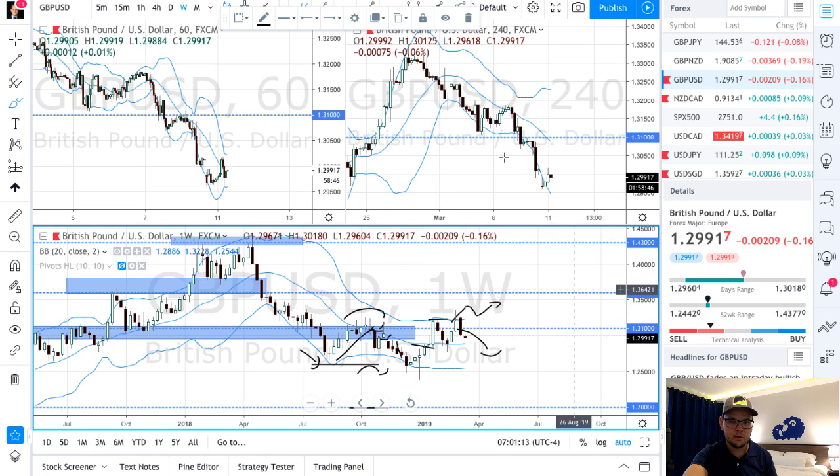GBPUSD is also doing a break of the range, although not a real break. So we didn't really break beyond that. We didn't really close beyond that. So you still want to look for the reversal on this pair. Okay, reversal to the downside. So bearish trade on this, and we'll see if it happens.